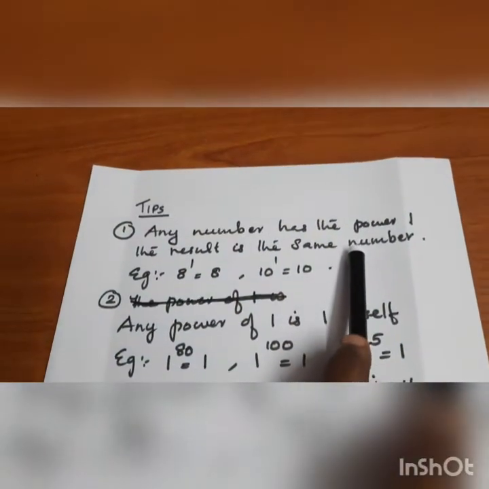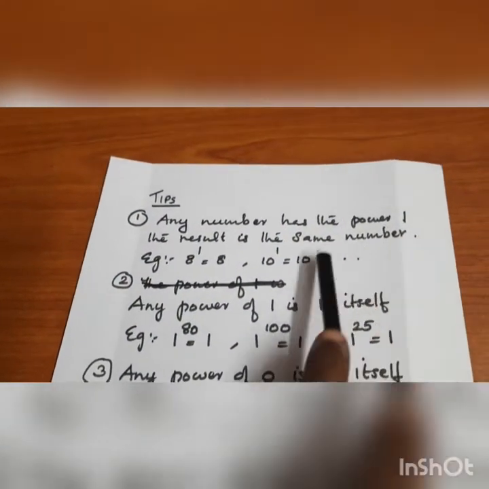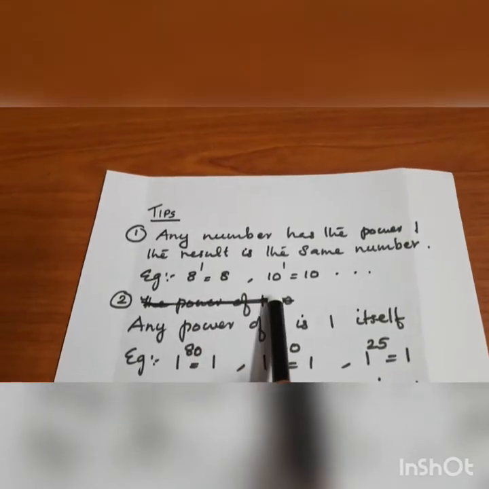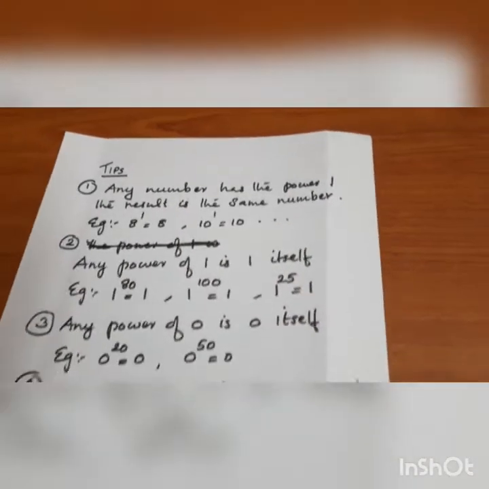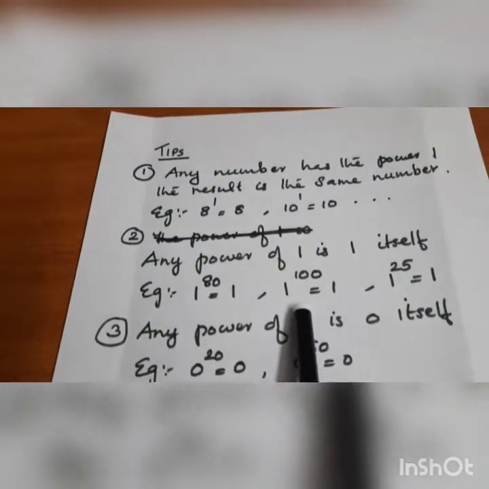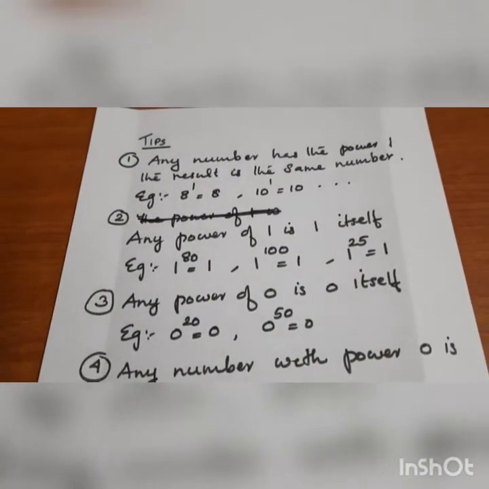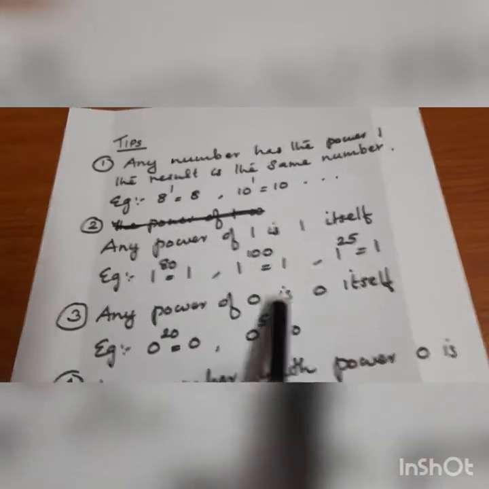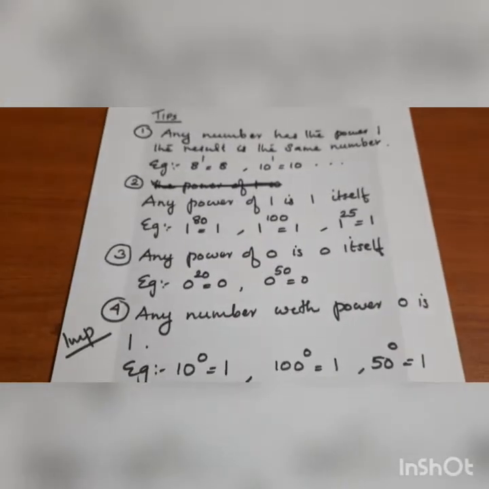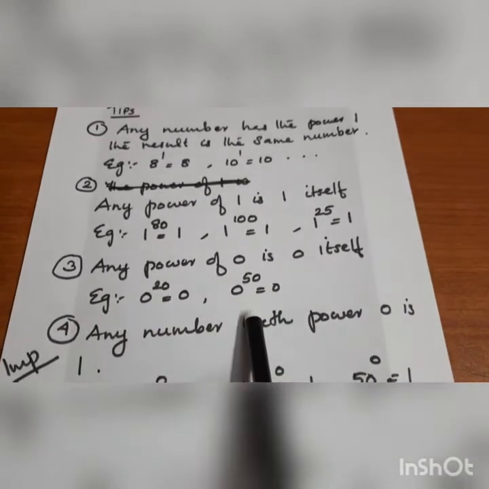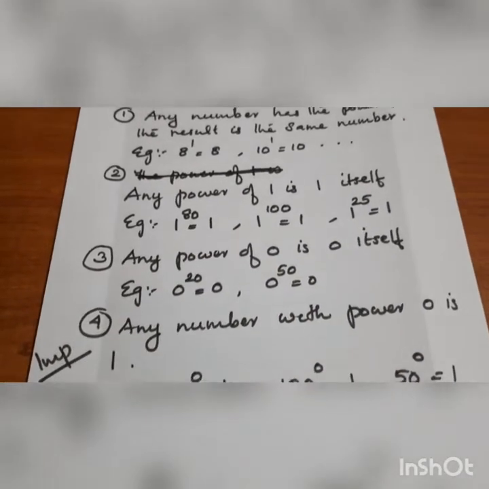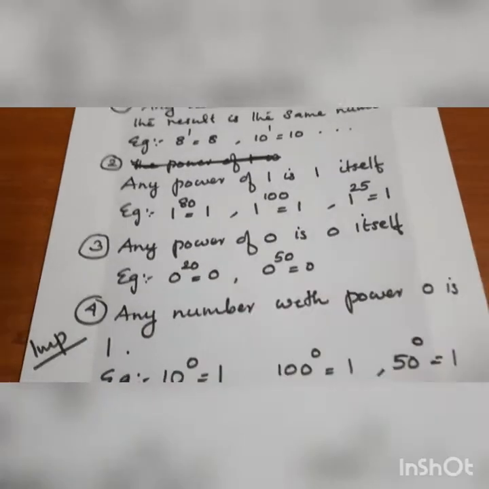Then, some tips. Any number with the power 1, the result is the same. That is 8 raised to 1 is 8, 10 raised to 1 is 10, etc. And any power of 1 is 1 itself. That is 1 raised to 80 is 1, 1 raised to 100 is 1, 1 raised to 25 is 1. Then any power of 0 is 0 itself. That is 0 raised to 20 is 0, 0 raised to 50 is 0.